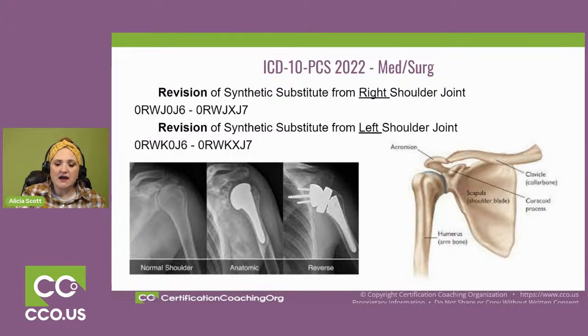And they don't have anything wrong with that shoulder. Then the next is anatomic replacement, and then a reverse replacement, but they're all synthetic substitutes. That is a synthetic substitute. So when a person has a shoulder joint replaced, a hip, a knee, all that is synthetic substitute. So now we're doing a revision. We're going in and revising that artificial joint.